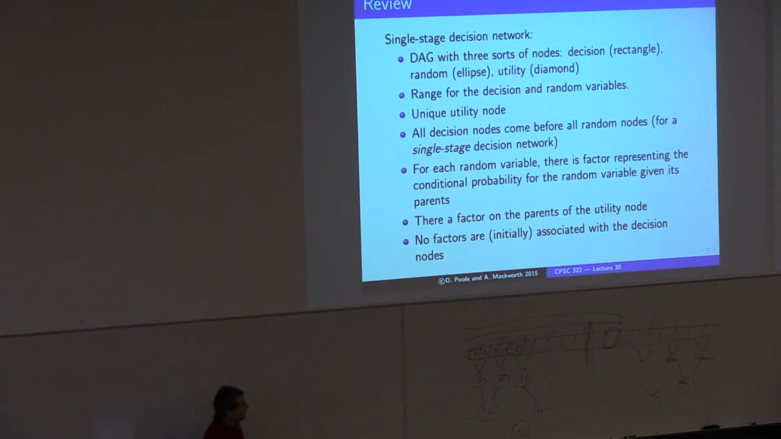And for each random variable, there's a factor representing the conditional probability of the random variable given its parents. So it's just the same as in the Bayes net. There's a probability for each random variable given its parents. And there's one factor for the utility node that's a factor of the parents of the utility node. And there are no factors initially associated with the decision nodes. So that's where we got to last time.